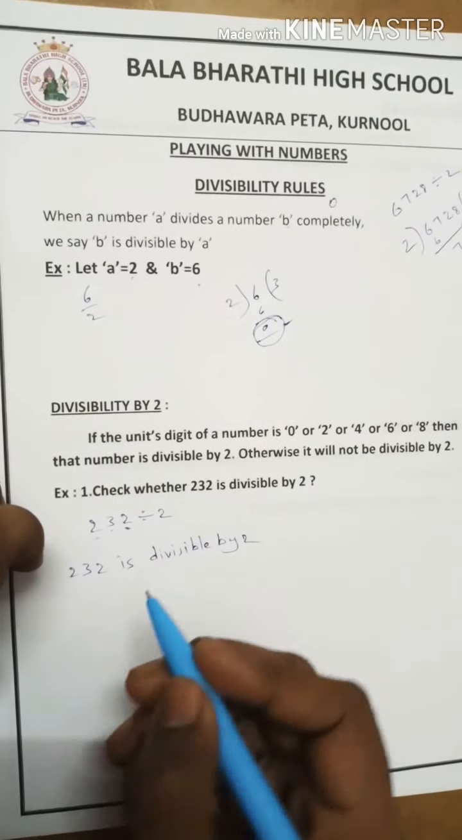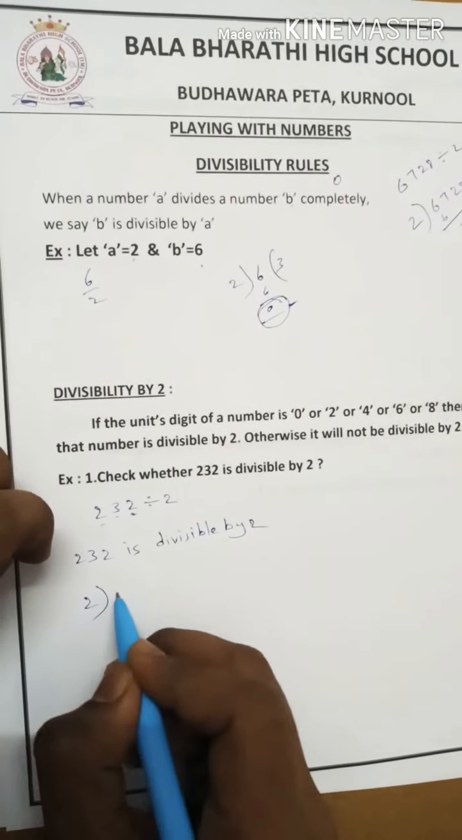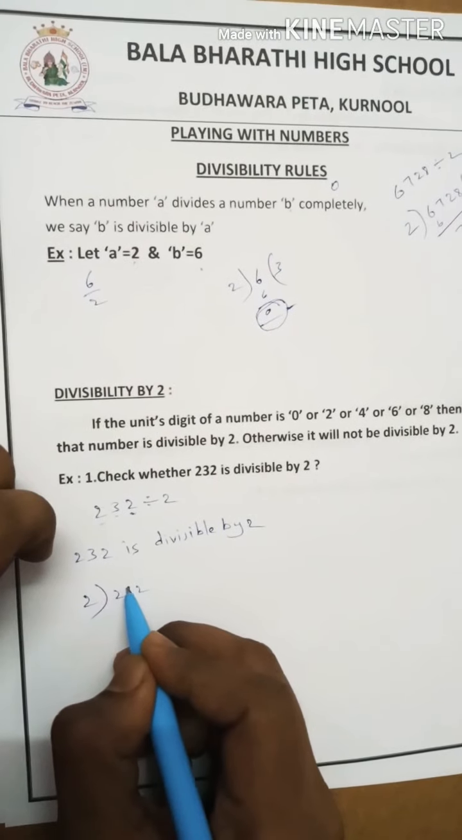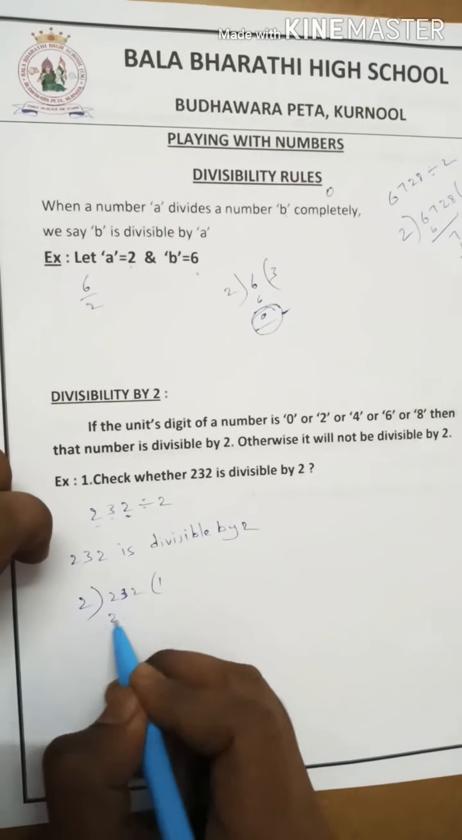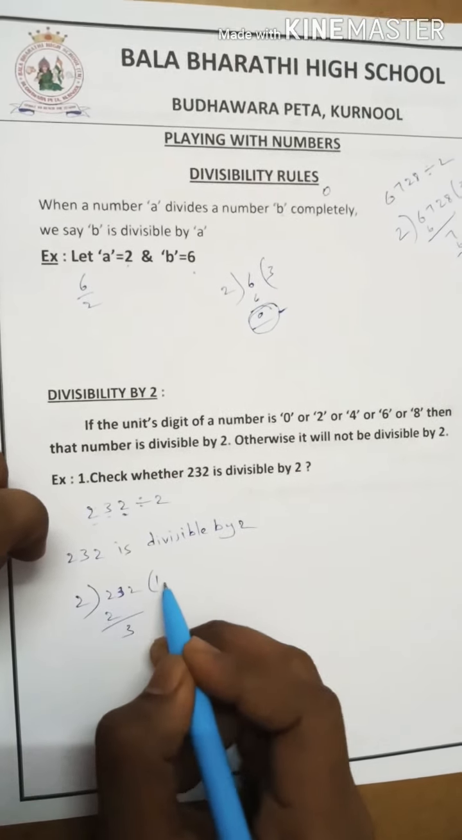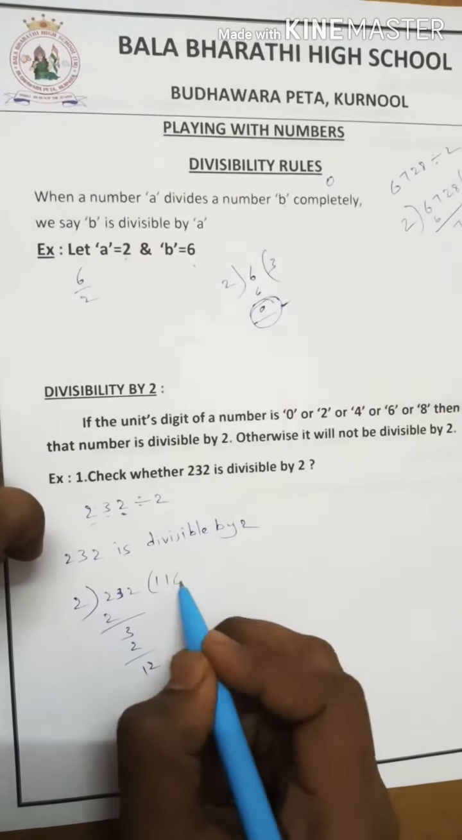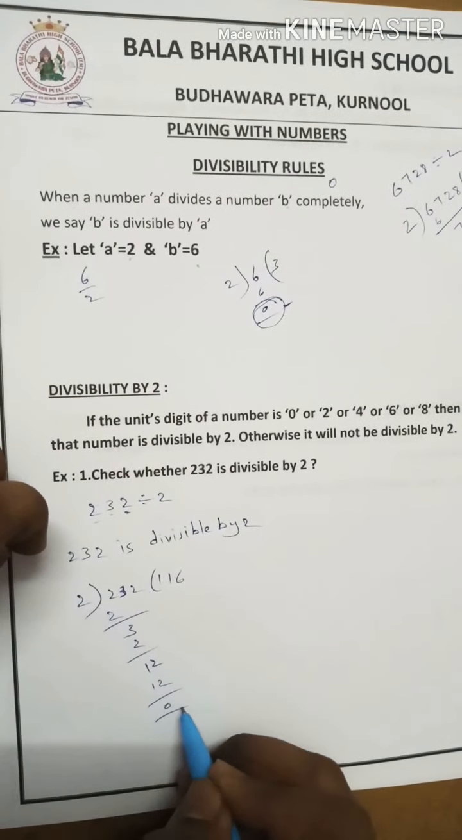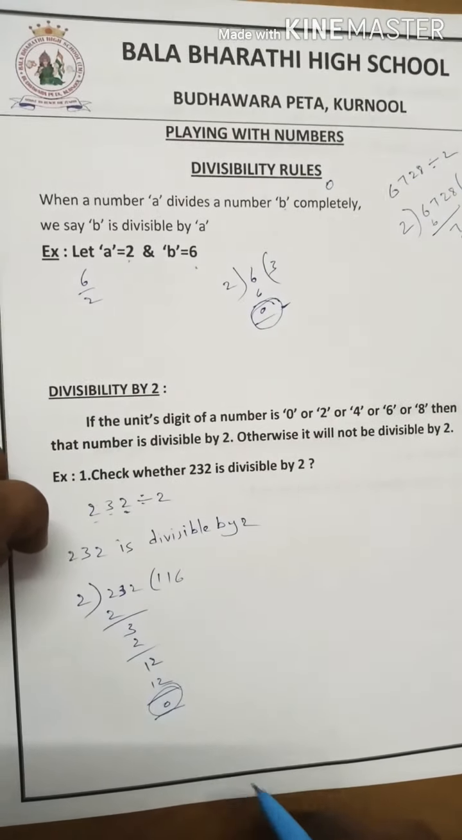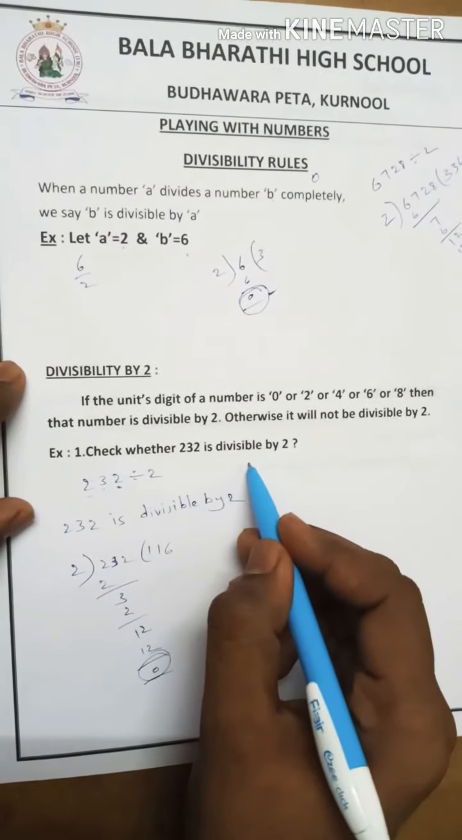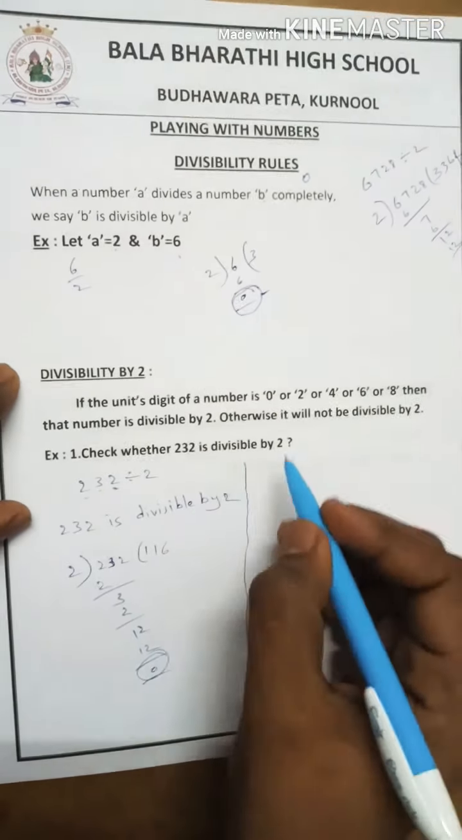If you want, I can do this in the basic way also, like 232: 2 ones are 2, again we get 3 here, 2 ones are 2, remainder is 1. If you take 2 here, 2 6s are 12, therefore we got the remainder 0, right? In the same way, let us see some more numbers.